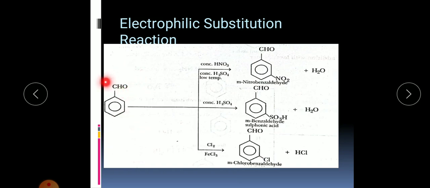But if this is an electron donating group, as we have seen, there is a formation of two products, one ortho and the other para product. Okay, now on chlorination, addition of chlorine, it will form meta-chlorobenzaldehyde. Now when nitration is carried out, in nitration we have concentrated nitric acid and concentrated sulfuric acid. So in this, the nitro group will be substituted at meta position, which will form meta-nitrobenzaldehyde plus water.